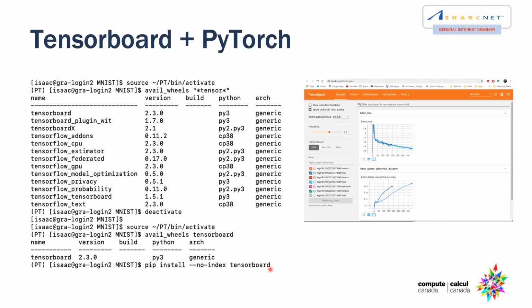And in our wiki page, we explain TensorBoard for TensorFlow only. But PyTorch also has the same module to run it. So here's the way how to do it. You get into the PyTorch environment and check the TensorBoard module. So TensorBoard is available. And I just go and install it. Pip install --no-index tensorboard.